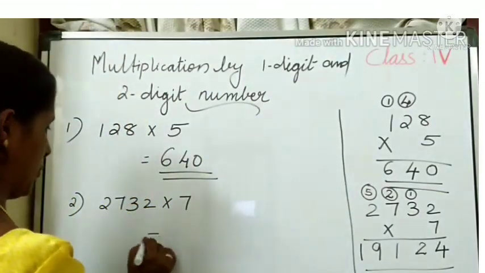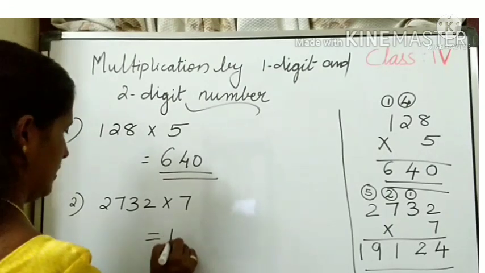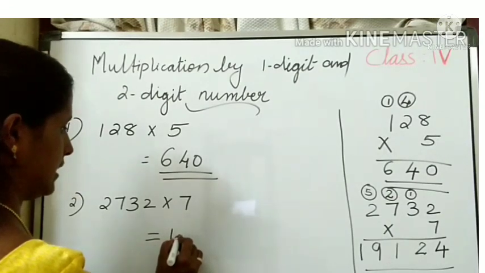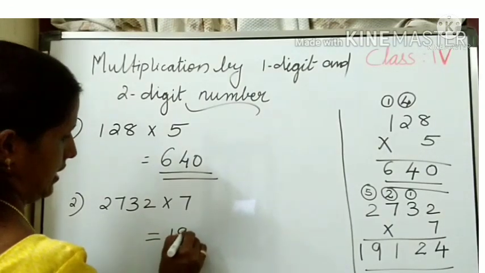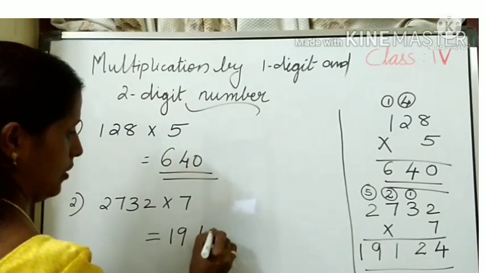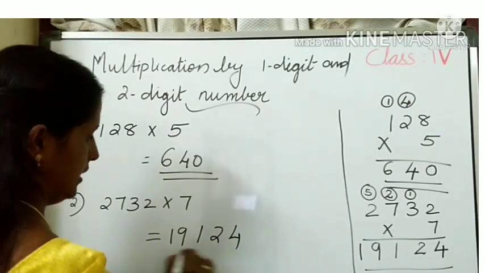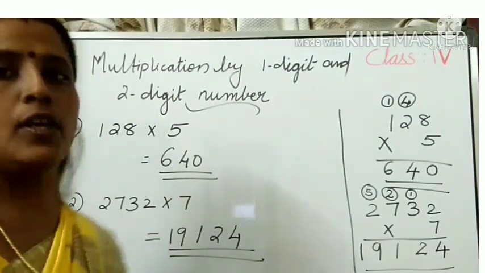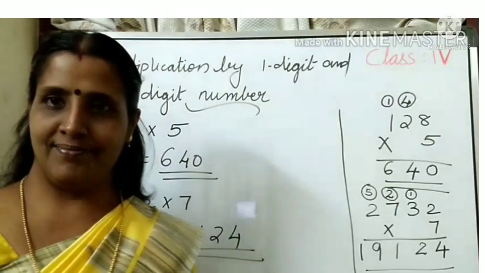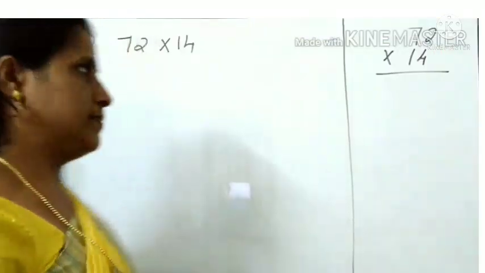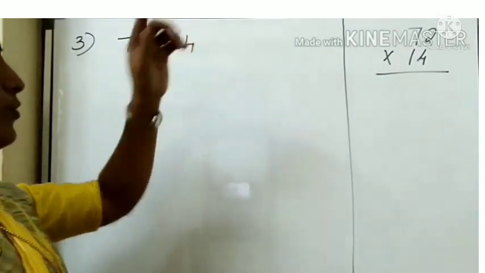19,124. That is the product of 2,732 into 7. 19,124. All of you understand? Next question. That is 72 into 14.